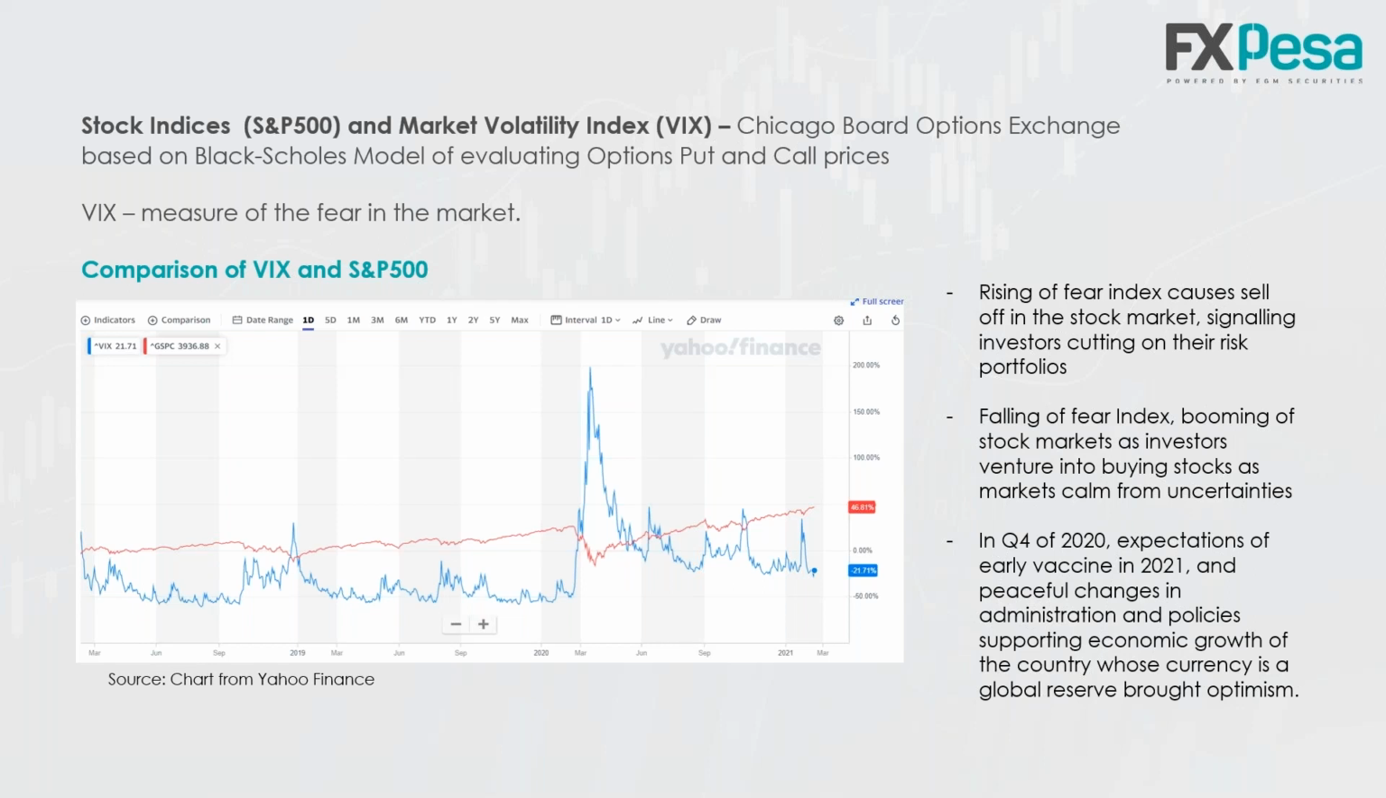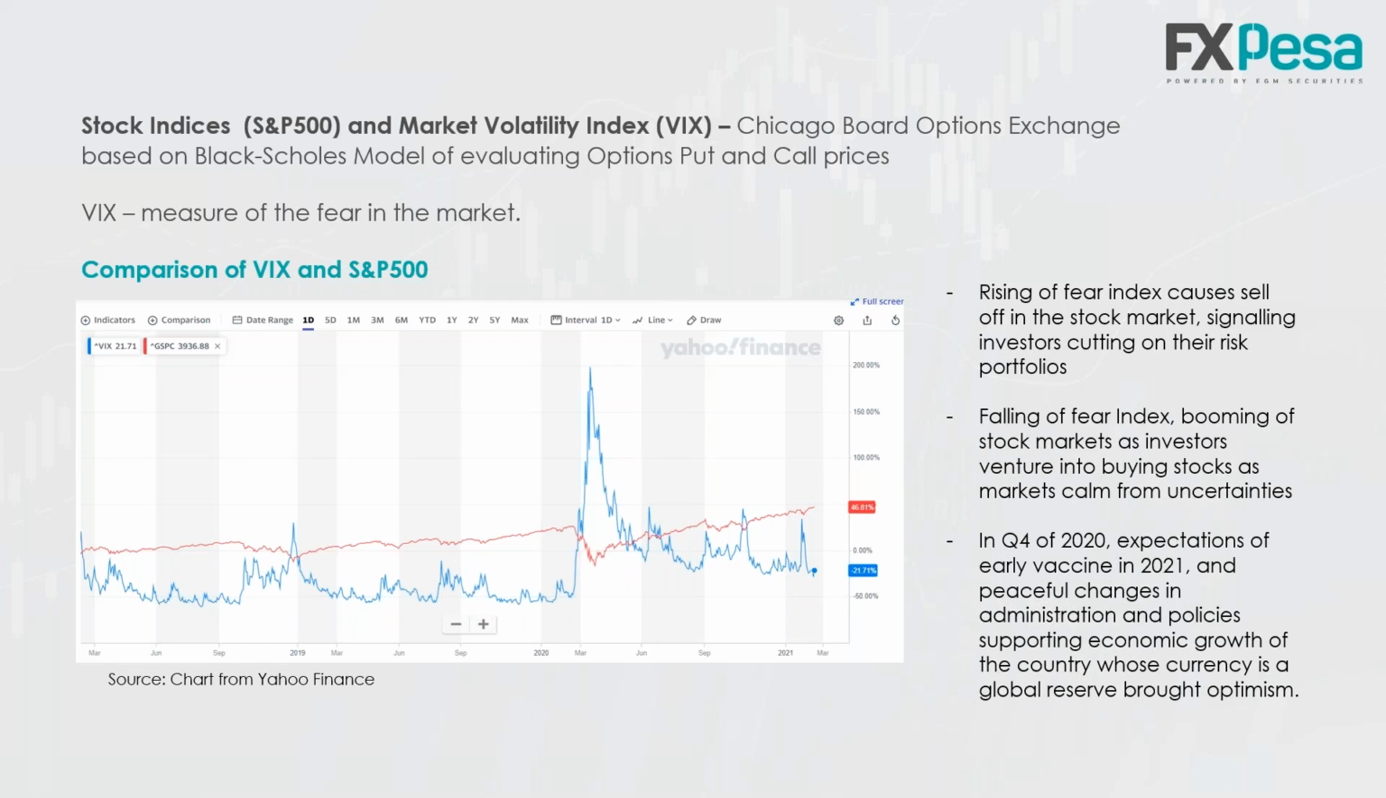And you can check out there in the Q4 of 2020, in the last quarter of 2020, that's what I'm talking about there, where you're seeing the VIX spiking up, and then you have the S&P 500 falling. So we had expectations of an early vaccine in 2021, and peaceful changes. Of course, we had a transition in the US, and that brought about optimism in stabilizing the US economy. So this is a very strong indication of the sentiment in the market. You can see that during March, the stocks really went down. Okay, they fell very much.